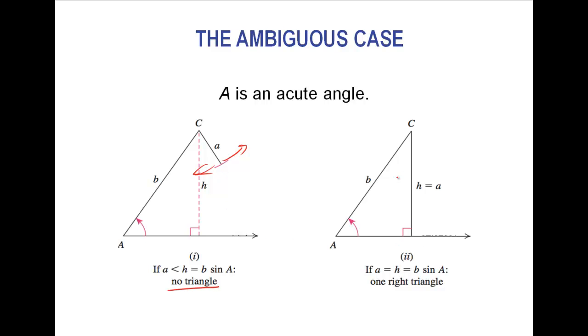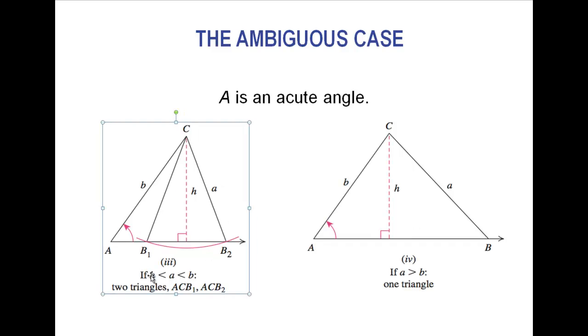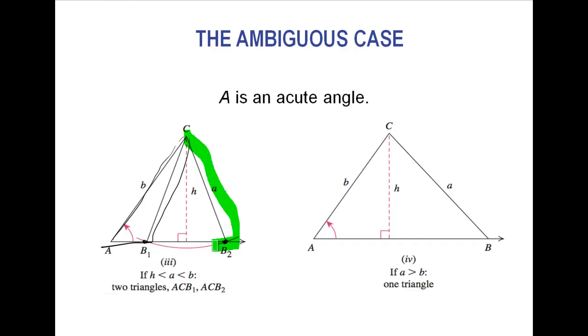If it's exactly equal to H, we get exactly one triangle because it's only going to touch in that one place. If A is bigger than H but smaller than B, right? So its length is longer than H but smaller than B. It can swing, and you can see that as it swings, it's going to hit in these two spots. And it's going to create two triangles. Either this one here, or this larger one there. Two different triangles.